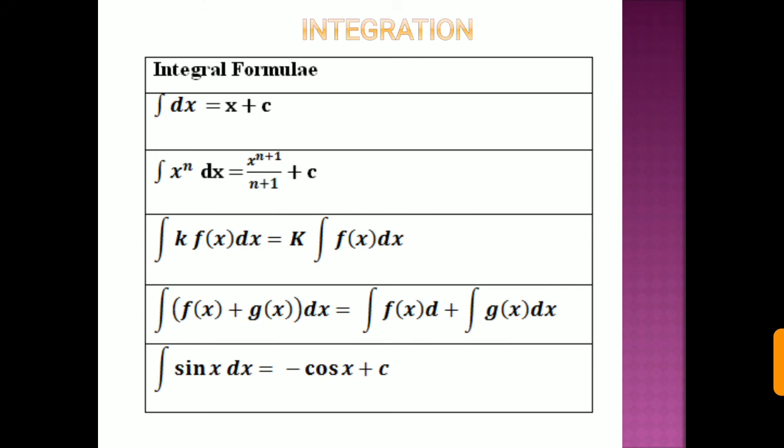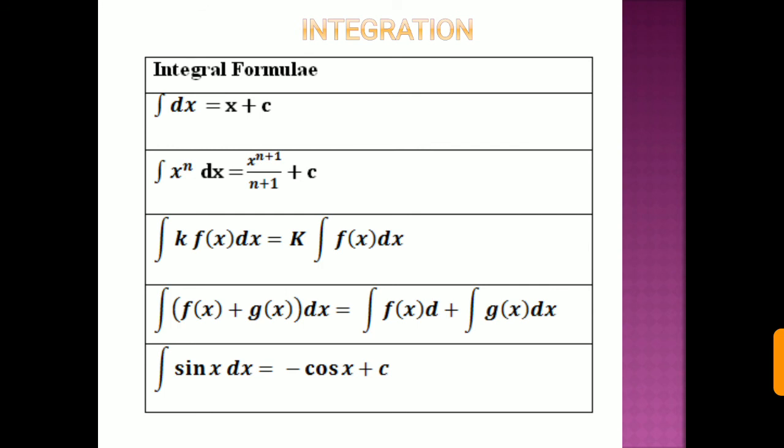Now, first, the integration of dx becomes x plus c. Integration of an algebraic function, x raised to n, becomes x raised to n plus 1 upon n plus 1, plus c. Integration of a constant k into f of x is equal to k into the integration of the given function of x. Integration of the sum of two functions becomes the integration of the first function plus the integration of the second function.